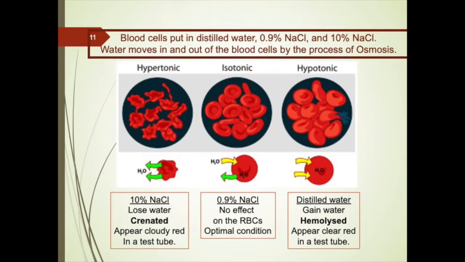Okay, the next experiment. We have blood cells put into distilled water, 0.9% sodium chloride and 10% sodium chloride. So water will move out at 10% sodium chloride, meaning they'll lose water, and then there'll be no effect on the 0.9% sodium chloride, and then they'll gain water in the distilled water, meaning they'll be hemolyzed.